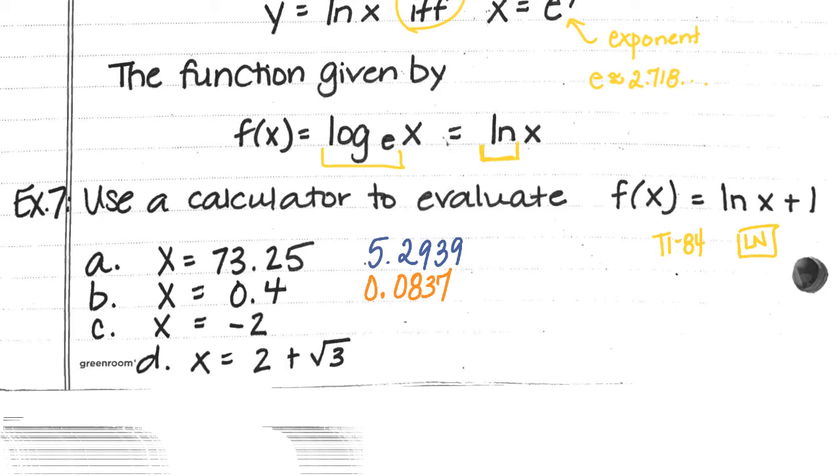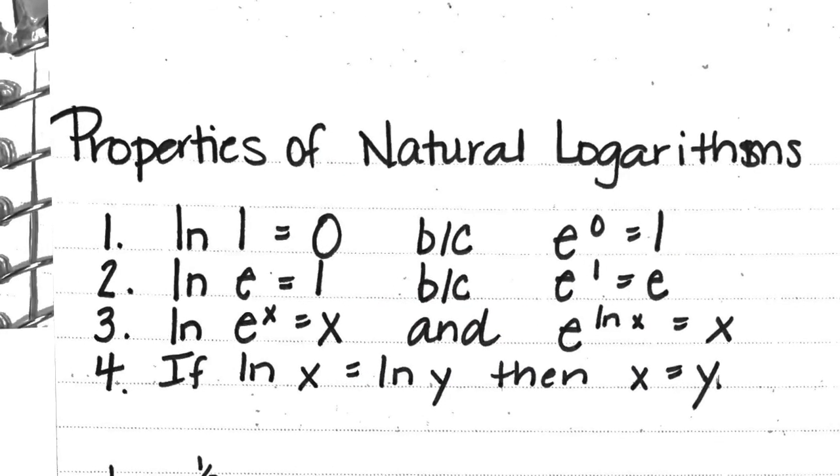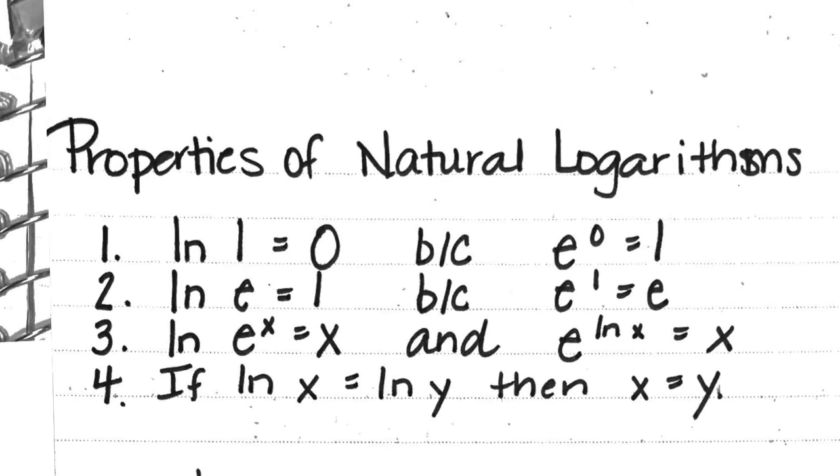What about when I put in -2? This is saying ln of x, which is log base e of x, and they're asking us when that equals -2. Notice you will get an error. There is no solution here. It's not possible. And when I put in 2 plus √3, we get 2.3170.